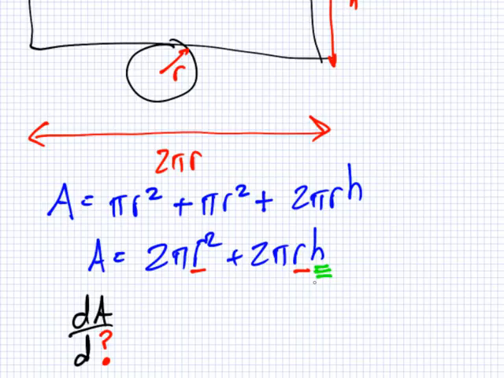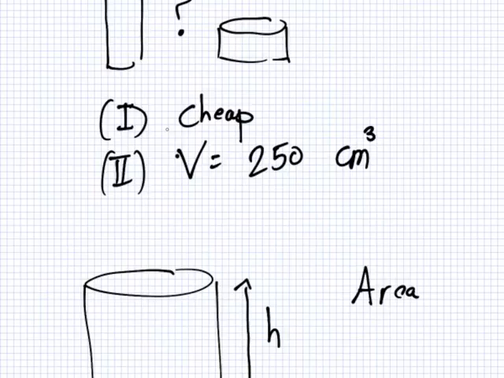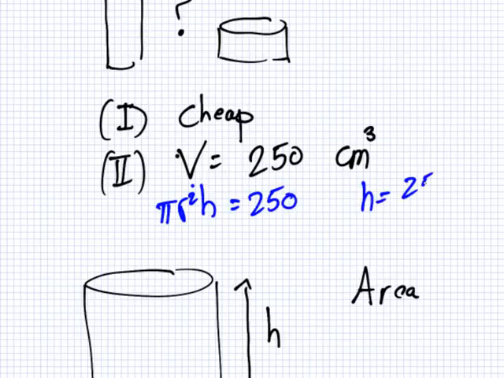So we need to replace one of them. Which one do you think would be easier to replace? The H or the R? The H, yeah, because there's only one of it. But how can I replace it? That's the 250, the volume. That's it, yeah. Volume. If we go back to the start, we know the volume. And the formula for the volume is pi R squared H should equal 250. So H equals 250 over pi R squared.